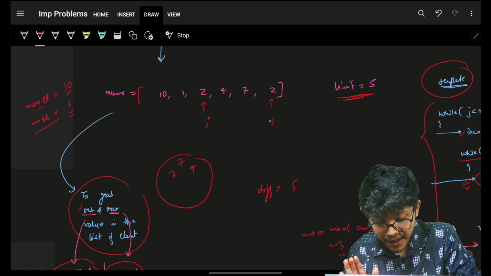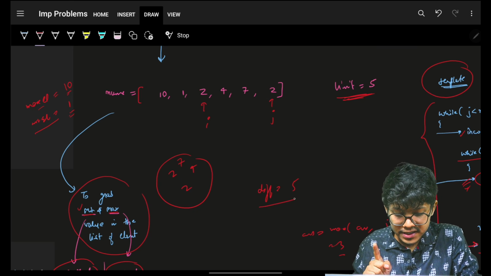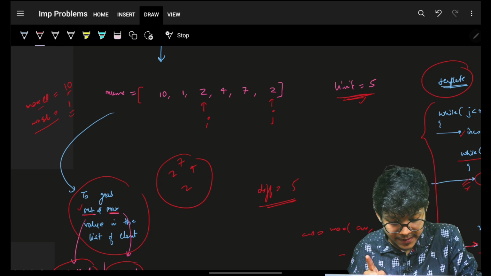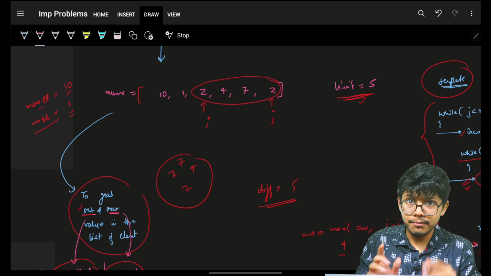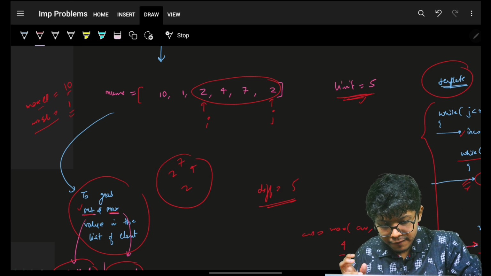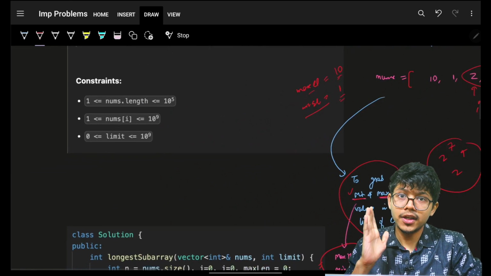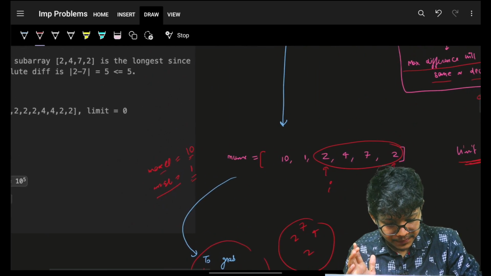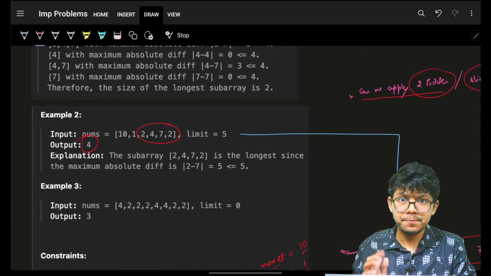Again, try to expand it. Okay, put a 2 again. Again, max minus min, diff is 5. Valid. Maximize your answer, 4. So this is your maximum length of the subarray which followed your limit, and that is the reason you can simply return the answer. As you can see, if I go back for this test case, the answer was a 4, which is this specific length. Cool. Let's see the code.